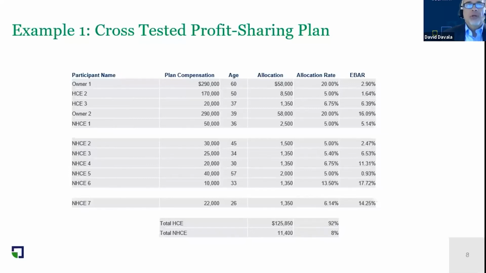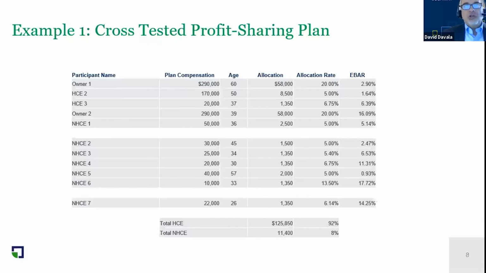Let's look at owner 1, who receives an allocation of $58,000, and NHCE 6, who has an allocation of $1,350. If you look at the allocation rates, owner 1 is receiving 20% of compensation, and NHCE 6 is receiving 13.5%. The average allocation rates for the HCEs is 12.94, and the NHC average is 6.68.